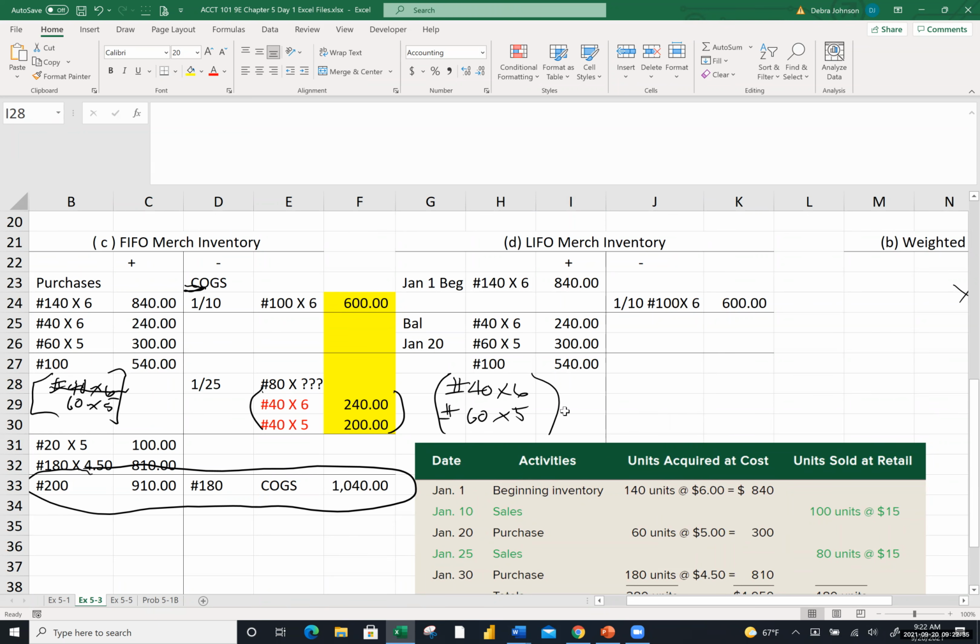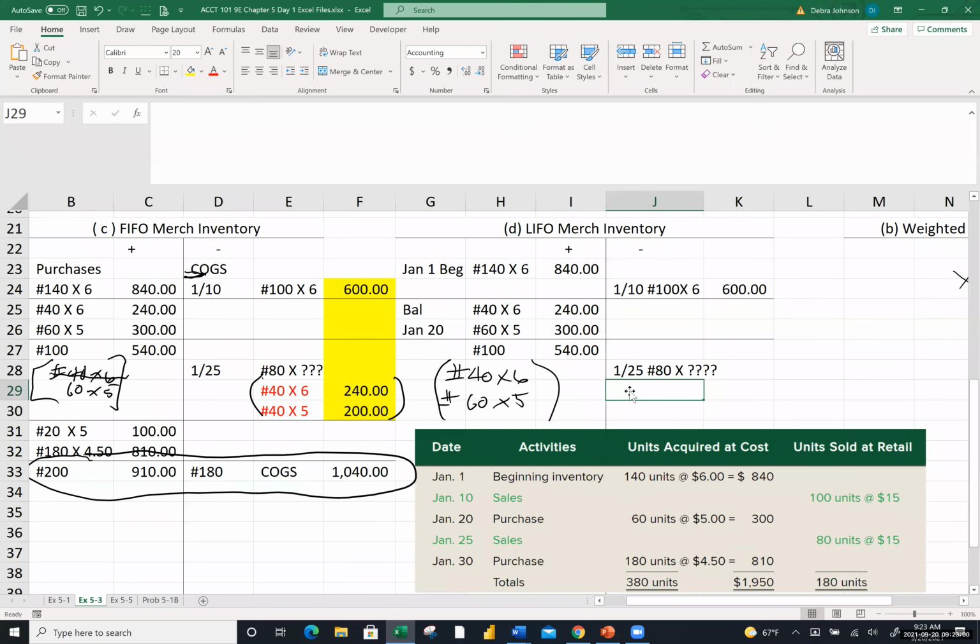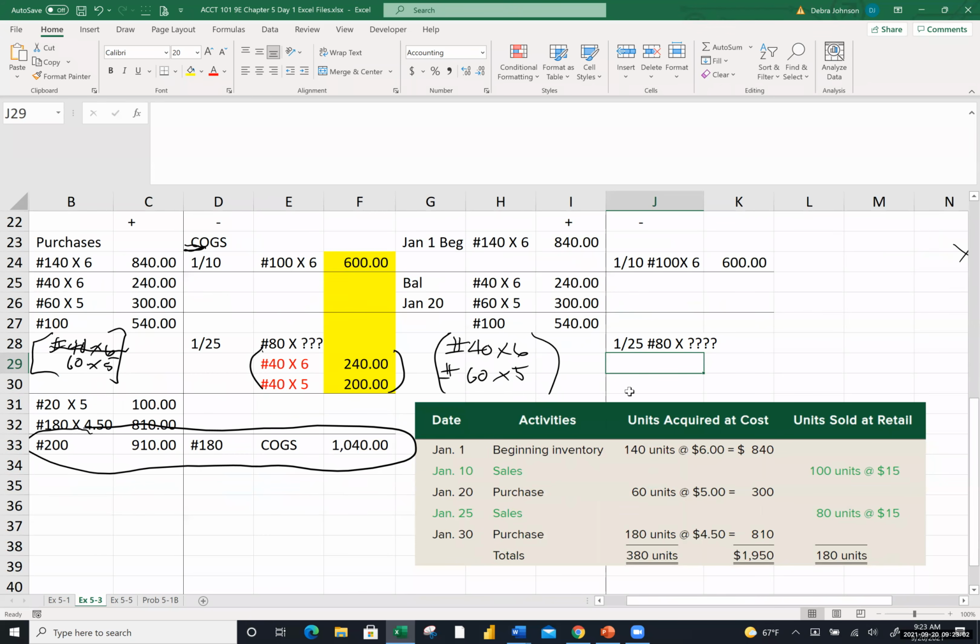Okay, here's the most challenging part of any test question. It's the sales that are involved when there's more than one layer of inventory. Right now we have 2 layers. And so that's where the challenge comes in. So let me write this down. On January 25th, we sold 80 units. But again, here comes the question, how much? What layer should we take that out of?